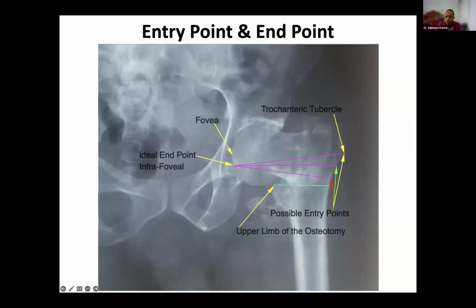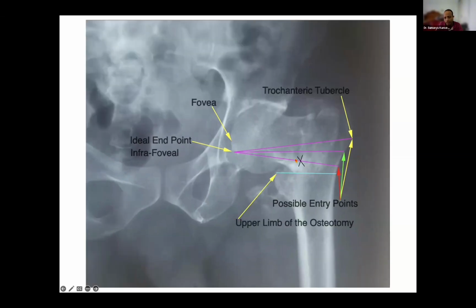So if we draw the upper limb of the osteotomy, which is the intertrochanteric osteotomy, we cannot take the lower line as our chisel path because that is too close to the upper limb of the osteotomy. Ideally, there should be a 15 millimeter gap so that the chisel path and the upper limb of the osteotomy do not coalesce with each other.